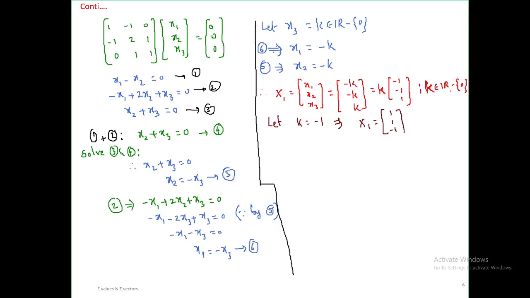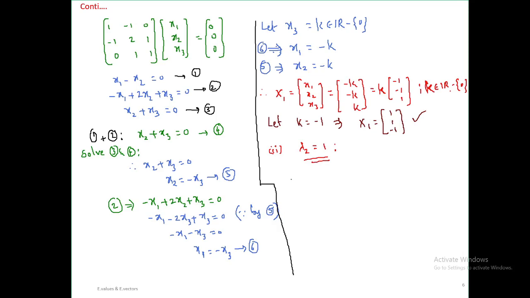Okay, one eigenvector is over. Next, two more eigenvectors I need to generate. Now with respect to the eigenvalue lambda 2, what is the second eigenvalue? So 0, 1, 3 are the eigenvalues. With 0 is over. Next, let us take eigenvalue 1. With respect to 1, what is the eigenvector?